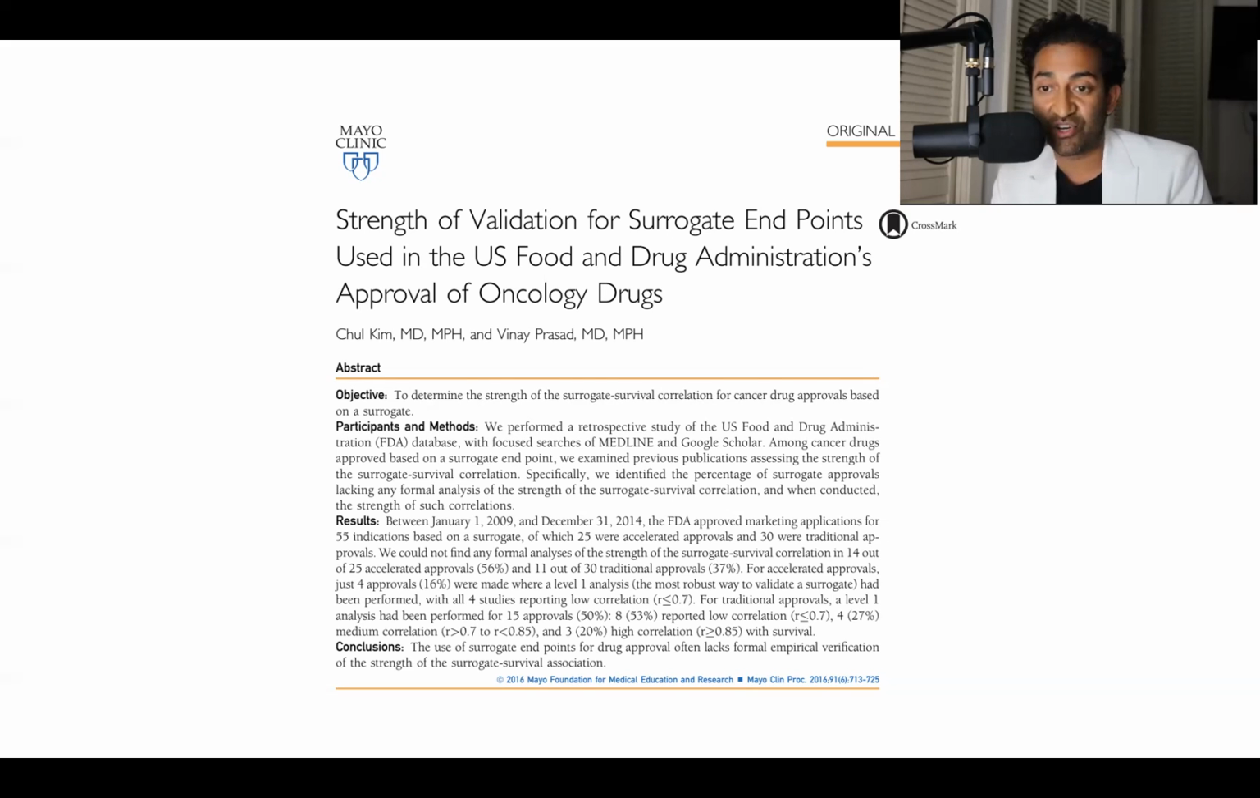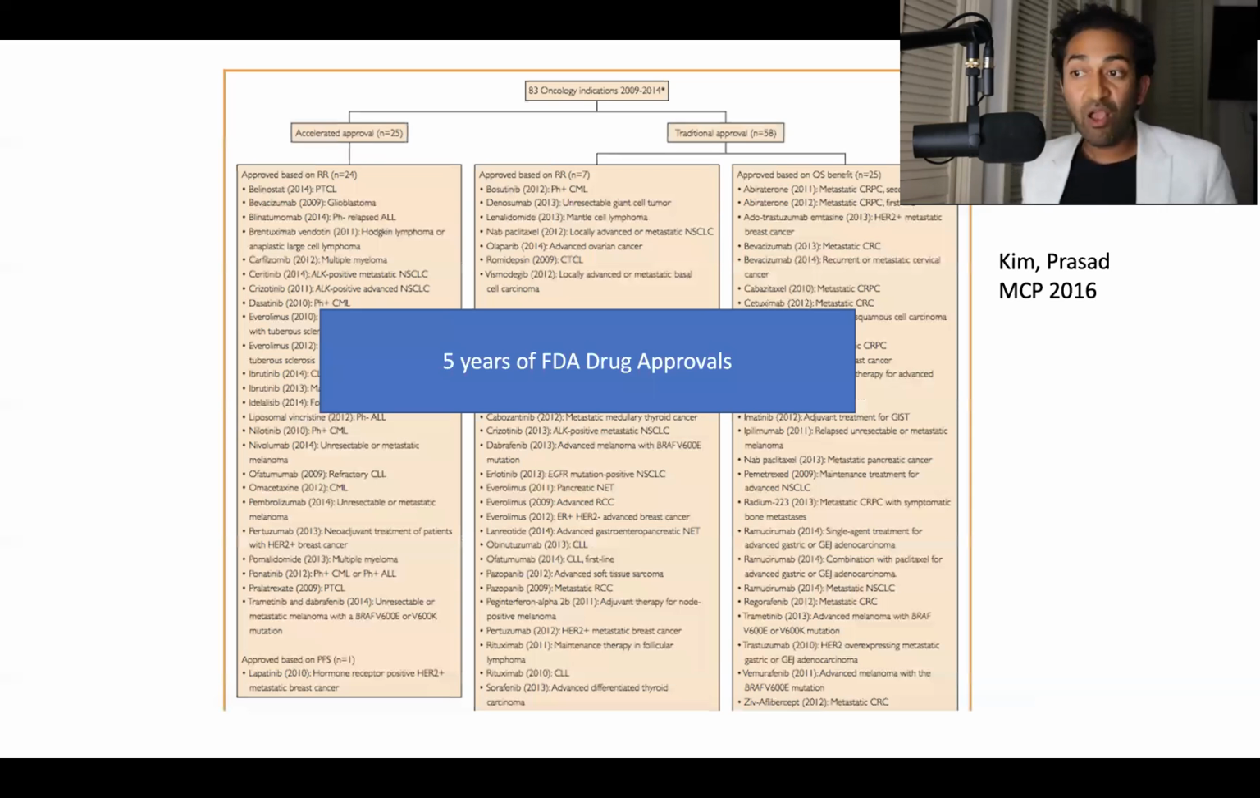And the best place to turn to is the paper by my dear friend Chul Kim, who's now an assistant professor at Georgetown University, a thoracic oncology specialist. But he was just a fellow when we did this back in 2016. This is the strength of validation of surrogate endpoints used in the US FDA's approval of cancer drugs. We looked at 5 years of drug approvals, and this is it. 5 years of drug approvals in one table. And I don't want to bore you with the names of the drugs, which you have likely already memorized. I want to talk to you about the buckets that these approvals fall in.